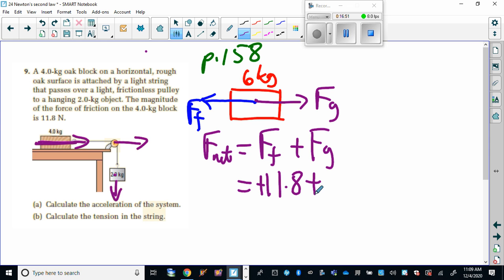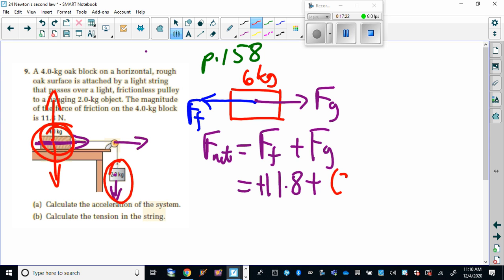Gravity, of course, is acting on both of the masses, but gravity acting on this mass is equal and opposite to the normal force. So in other words, the gravity pulling this 4 kilogram mass down is irrelevant because the table is pushing it up with an equal and opposite force. And so what is the only mass that's contributing from a gravitational perspective? This one here.